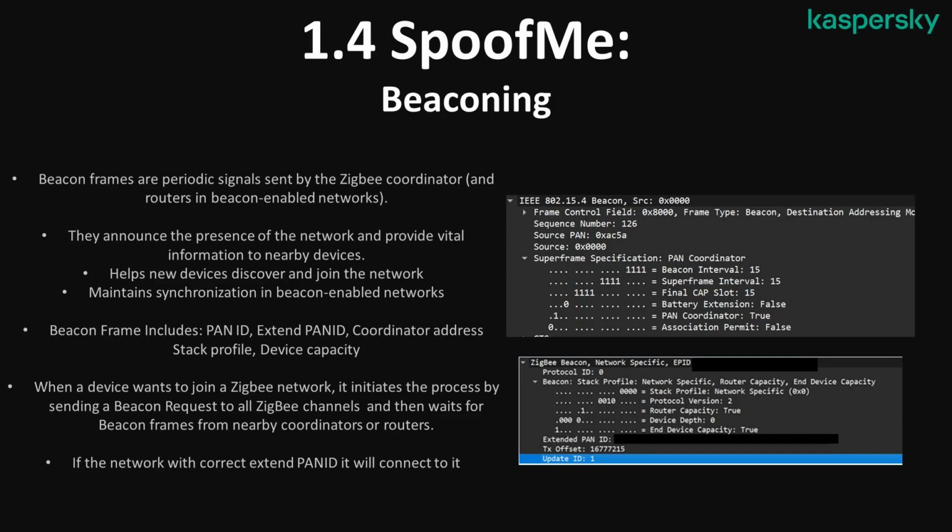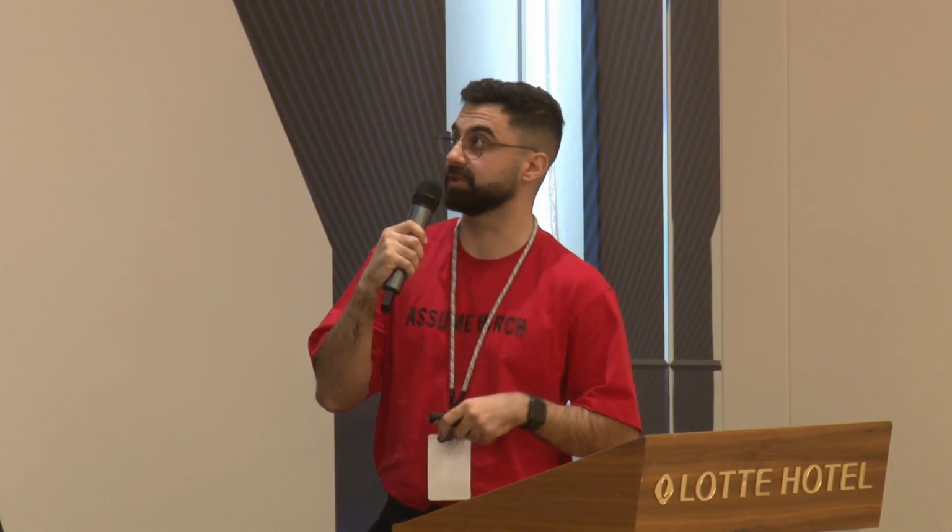In ZigBee, there are two types of networks: beacon-enabled networks and non-beacon-enabled networks. In beacon-enabled networks, they use frames to tell the endpoints when they should send data and when they should not, and when they don't send data, they go to sleep to save power. In our case, we are using non-beacon-enabled networks, but we still use beacon frames for information about the network. The information the node can get includes the PAN ID, the extended PAN ID, and many more.